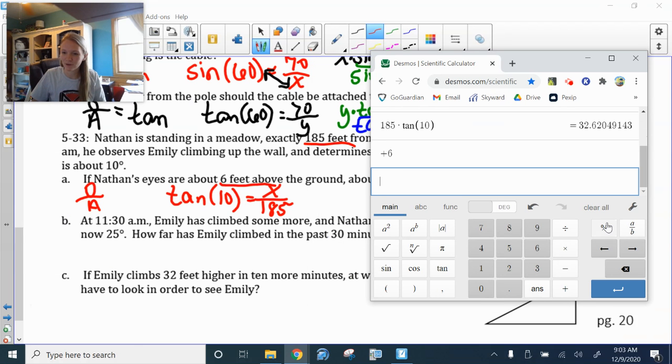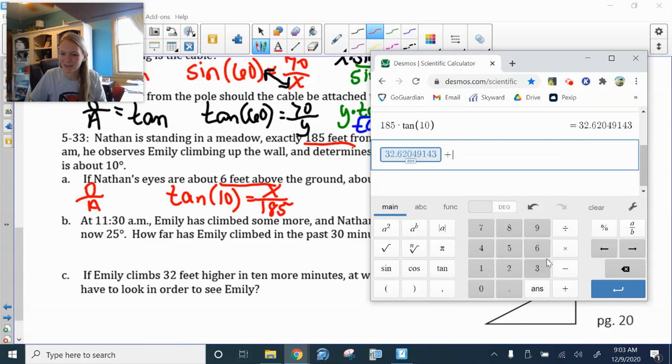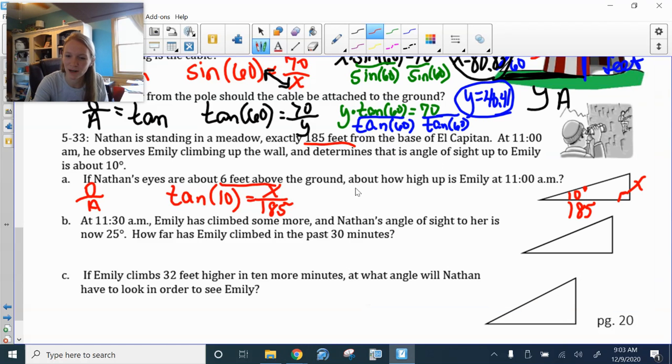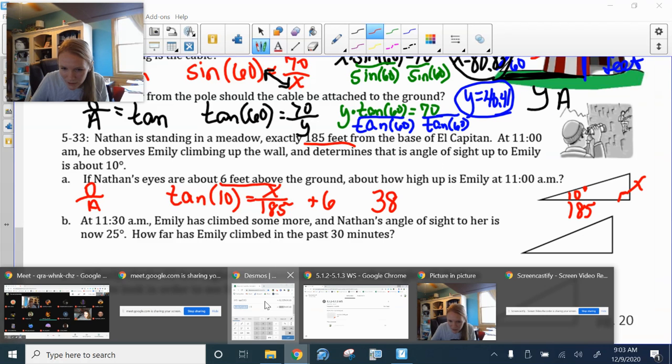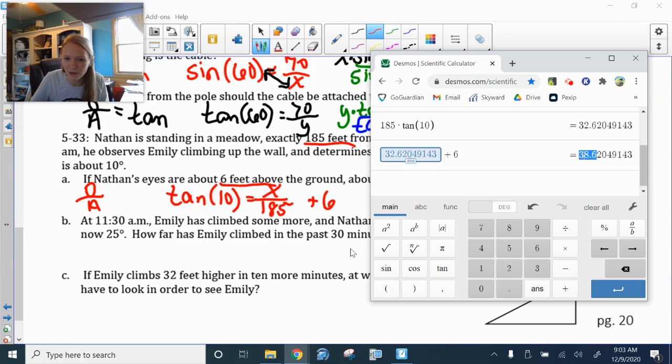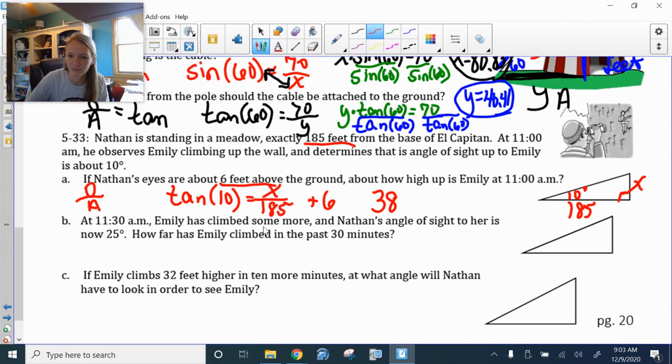Oops, that didn't do anything. How about my answer? Plus 6. There we go. So she's about 38 feet up at that time when he's watching her. So I'm going to write plus 6. I forgot my number. 38.62. And that's all it is.